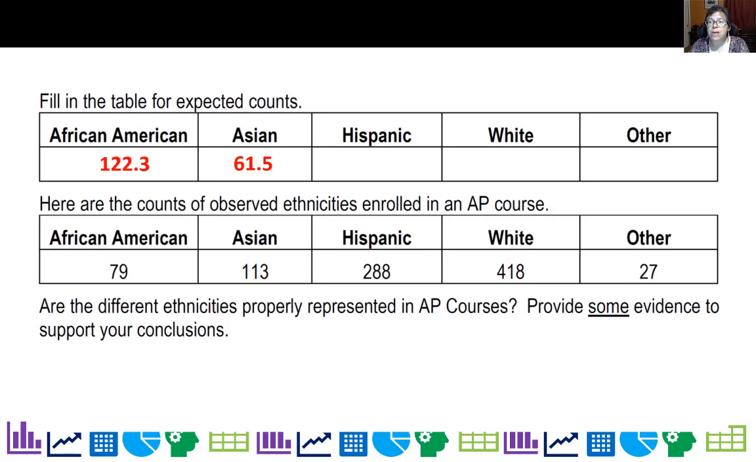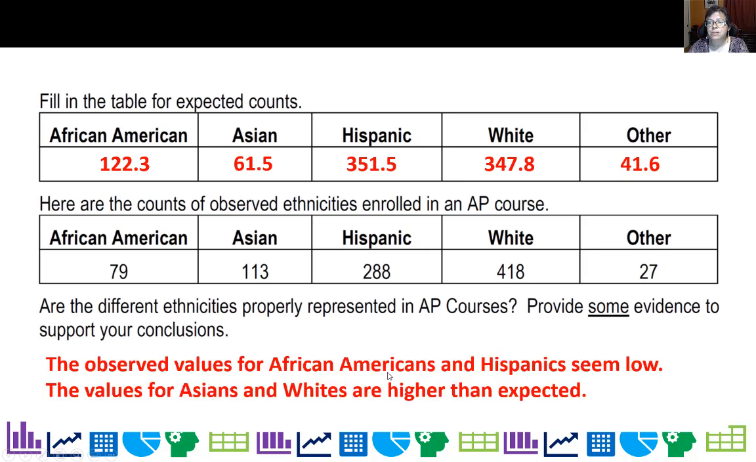Okay, so now that we have our expected counts, are the different ethnicities properly represented in AP courses? So here are the actual counts of African Americans, Asians, Hispanics, white, and other. All right, so you can see, in a very quick look, that African American is low, Asian is actually high, Hispanic's a little low, and white is a little high, and other is a little low. Okay, so the observed values for African Americans and Hispanics seem low, and the values for Asians and whites are higher than expected.